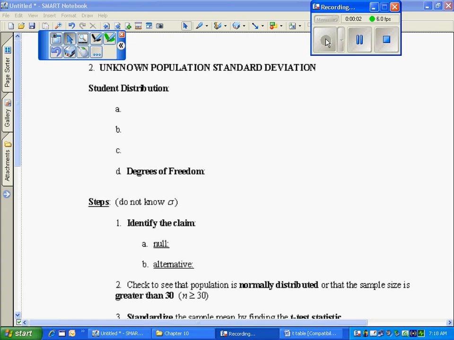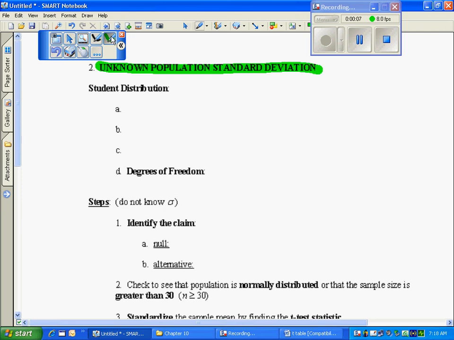Now for the more realistic case. This case happens when the population standard deviation is unknown. Typically, if you don't know the population, how are you going to know the standard deviation of the population? This is much more realistic. So instead of a normal distribution, we call it a student distribution.